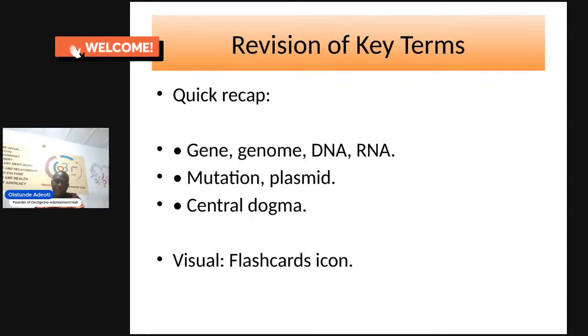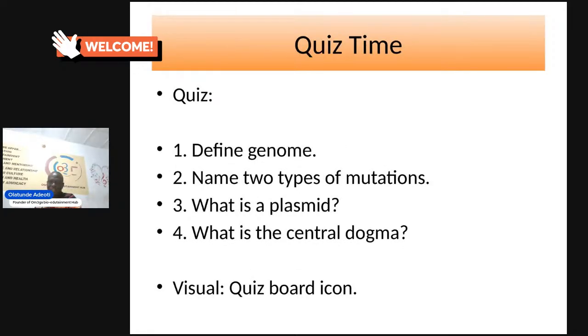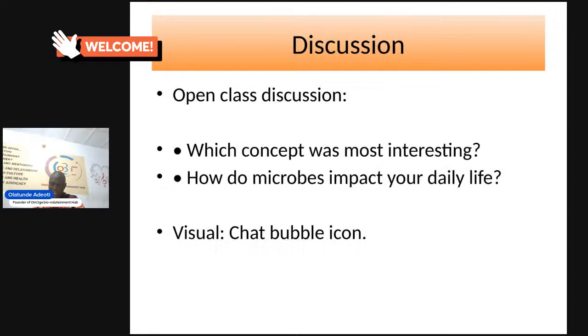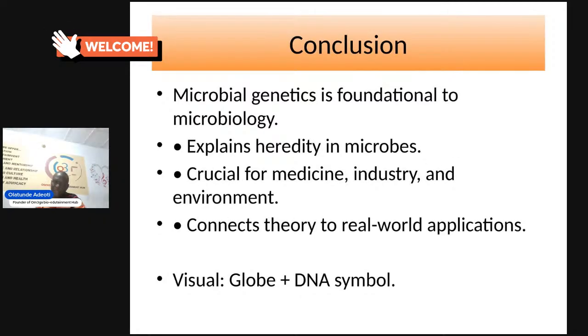So, revision, a quick recap. Ask yourself, what is a gene? What do you mean by genome? What do you understand by DNA, RNA, mutation, plasmid, central dogma theory? These are part of this. Then you are expected to do a quiz: define genome, name two types of mutation. What is a plasmid? What do you understand by the central dogma theory?